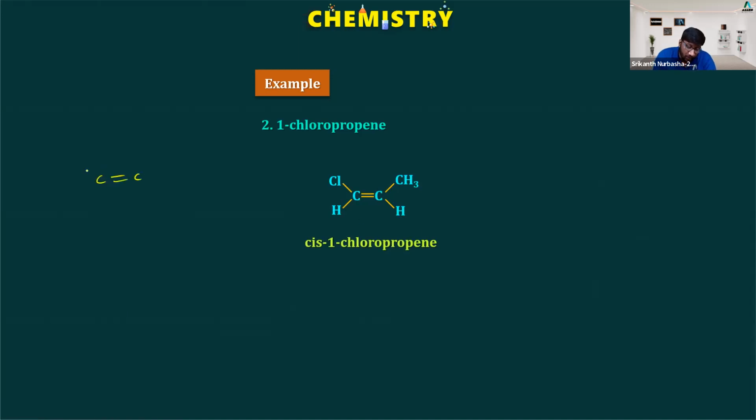If you look at the C double bond C, with Cl, CH3, H, H, it is the cis form. Chlorine is electron withdrawing. You have a dipole vector in this fashion. Now the direction has been changed, one more vector in this fashion. Look at the other way.